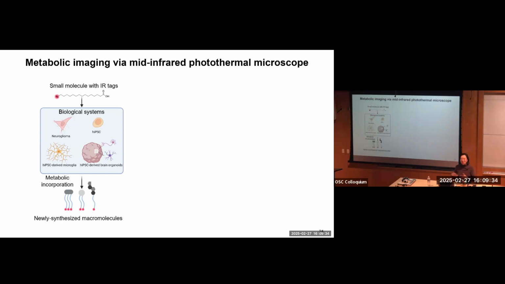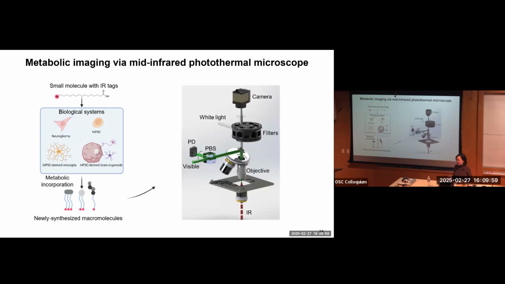It's either a cell or a tissue. Then the cell will uptake these labeled molecules and use them to synthesize macromolecules such as lipid droplets, phospholipids, or cholesterol esters. So only these newly synthesized molecules will carry these probes, and we can probe that with our MIP imaging with high fidelity by targeting those newly generated wavelengths. And we put it under our microscope, and we can do the imaging.